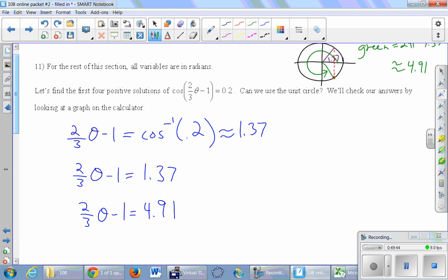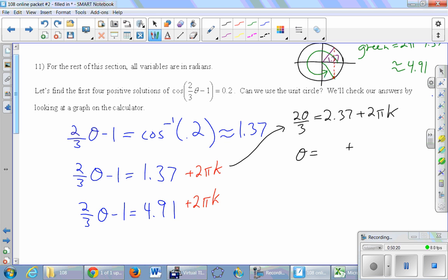Okay, and at this moment, before we do anything more to find theta, we have to add 2 pi k. Now we've got to solve each of these equations for theta. So let's go ahead and solve for theta. We'll add 1 to both sides, and then multiply both sides by 3 over 2.